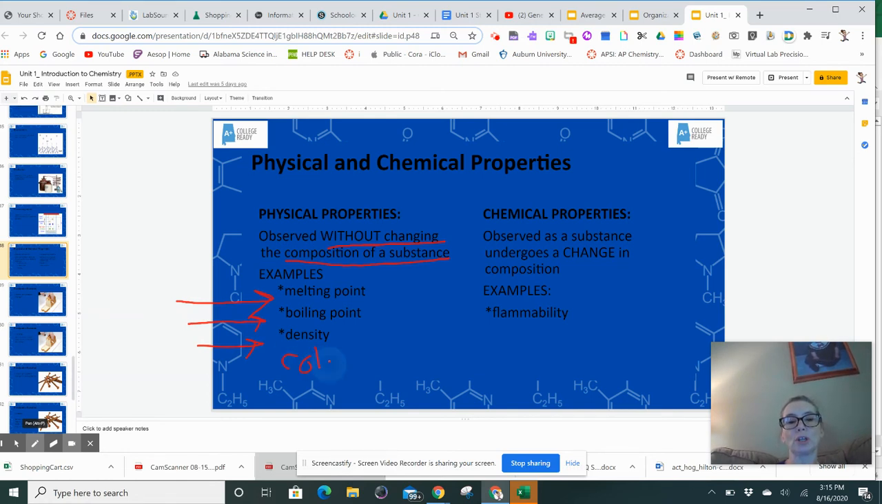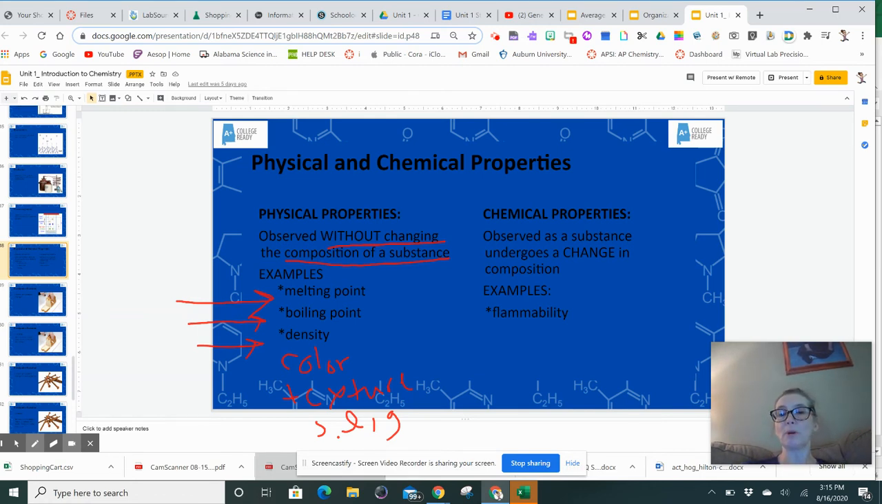Color, texture, state of matter. Is it a solid, a liquid, or a gas? Those are all examples of physical properties. We're not changing it. We're just observing what's going on. We don't make any changes to it at all.